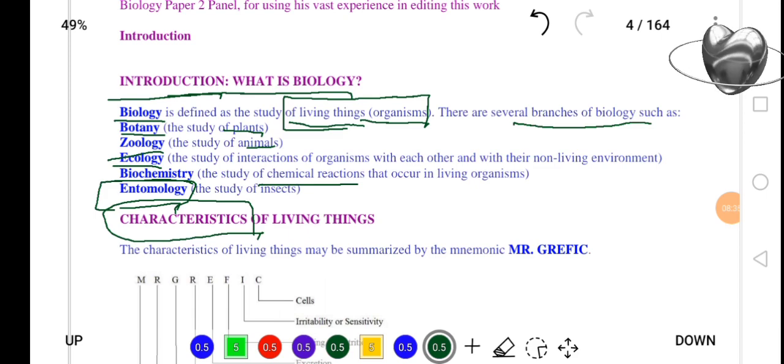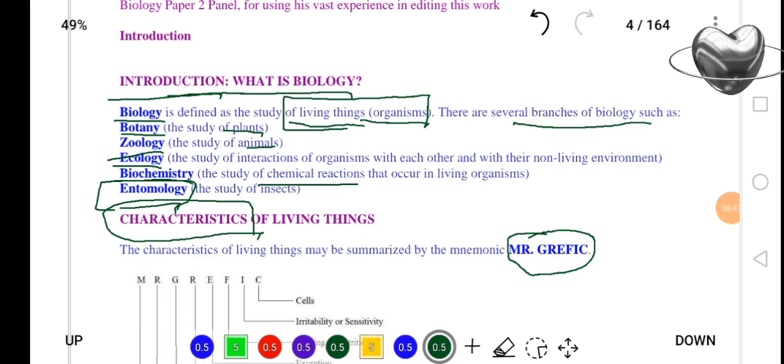Now, we study the characteristics of living things or organisms using the simplest mnemonic, which is known as Mr. Graphic. Once you know this Mr. Graphic, you know how to write it. It will help you in your exam to remember the characteristics of living organisms.